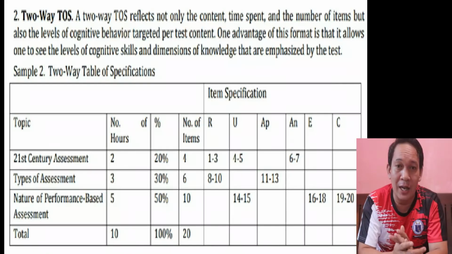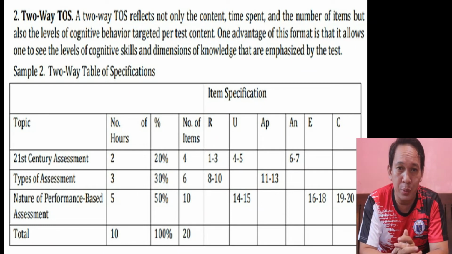Okay, the two-way TOS. The two-way TOS reflects not only the content, time spent, and the number of hours, but also the levels of cognitive behavior targeted per test content. So this is emphasized here, because nowadays this is the TOS being used and required for teachers. When you become teachers, 2 years from now or 1 year from now, you will need this. So I will give the difference between the two. I discussed the one-way earlier, but this is the focus now.